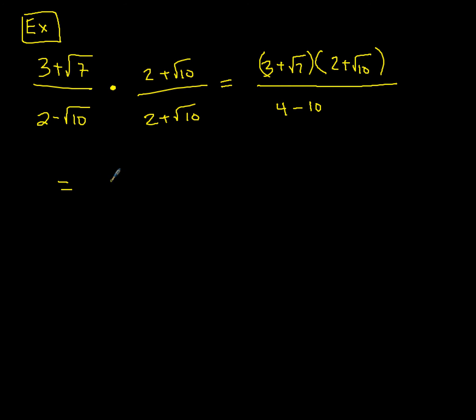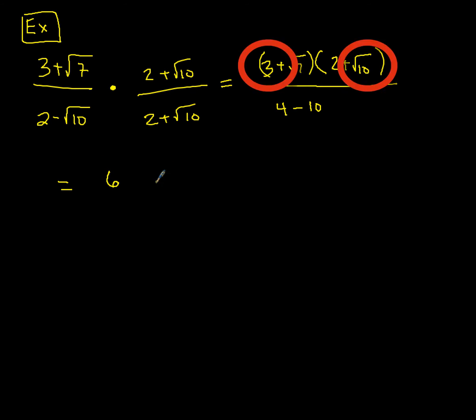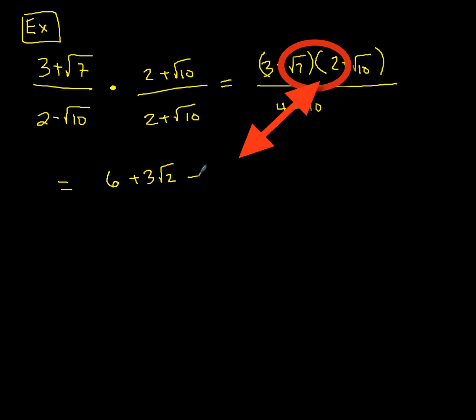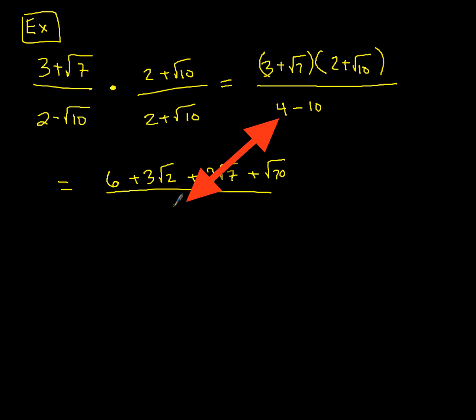You're going to have 3 times 2, that's going to give you 6. And then 3 times root 10, that's going to give you 3 square roots of 10. Now for my second term, square root of 7 times 2, you just get 2 roots of 7. And then square root of 7 times square root of 10 gives you square root of 70. Ooh, that's big. All of that over 4 minus 10, that's the easy part. You get negative 6. So now let's clean this up here a little bit.